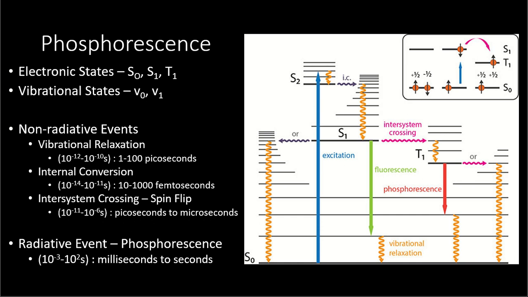But this phosphorescent event takes more time, on the order of milliseconds to hundreds of seconds, where all the other processes were fractions upon fractions of seconds. But if an electron does undergo phosphorescence, that's the point where an electron goes from that triplet excited state back to the singlet ground state, releasing light during the process of dropping to a lower energy state.